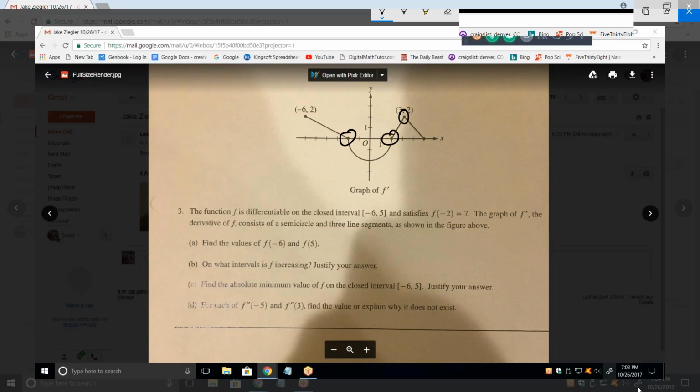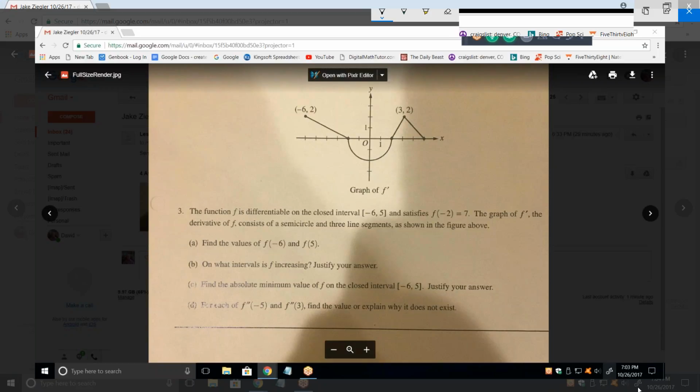Oh, that's the derivative. Now I get it. I just read the rest of the problem. We're not looking at the function. Yeah, we're looking at the derivative. We're looking at the derivative of the function. Okay, that makes a lot more sense to me.